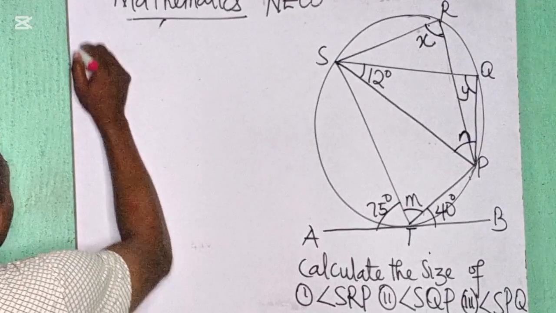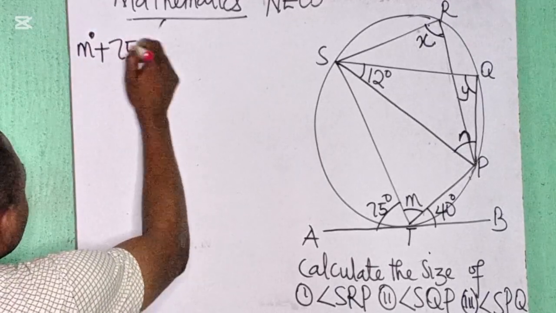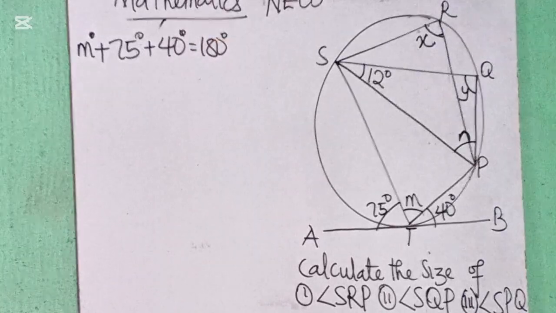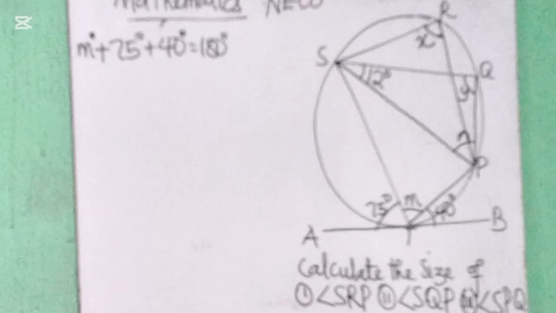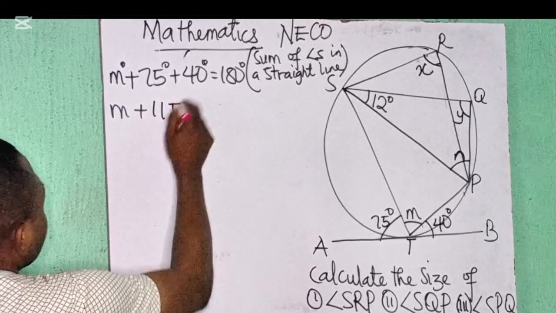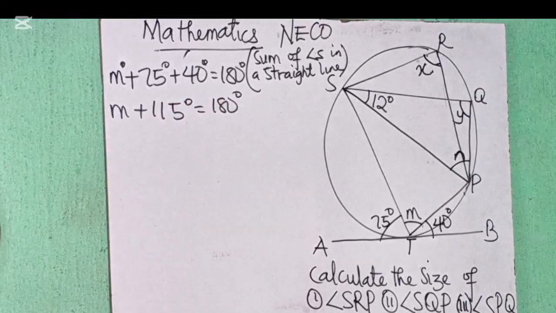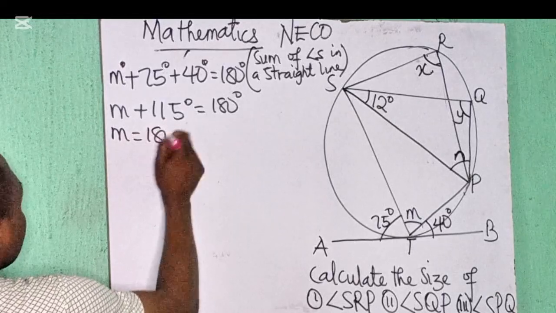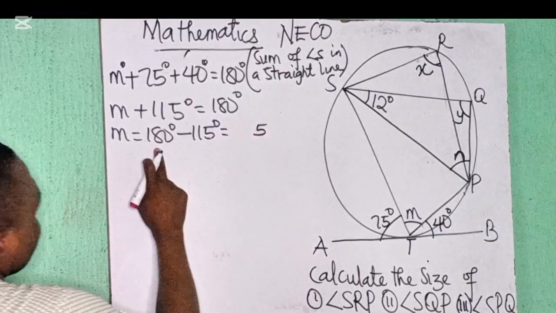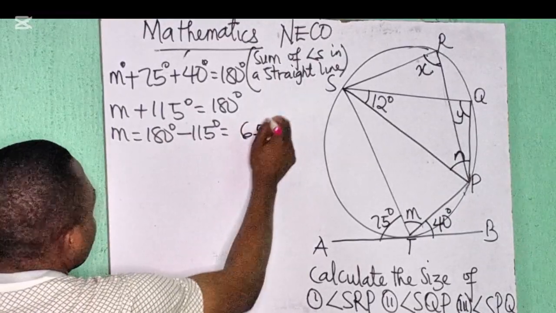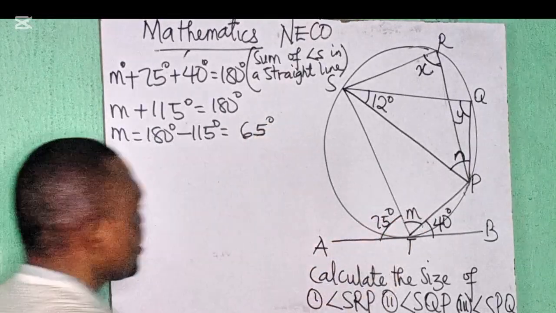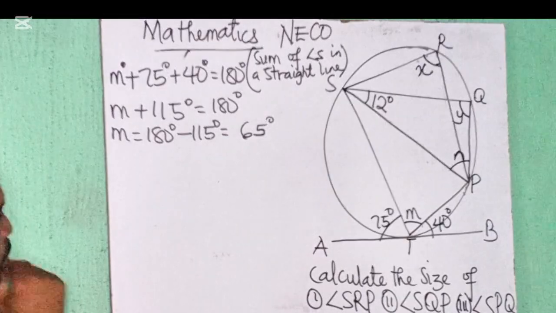So I can write it like this: M plus 75 plus 40 is equal to 180 degrees. The reason is sum of angles on a straight line. M plus 75 plus 40 gives us 115 degrees equals 180 degrees. Is that clear? So M equals 180 degrees minus 115 degrees. 7 minus 1 is 6, so we are having 65 degrees. Take note of this. So our M here, which is this angle, is 65 degrees.